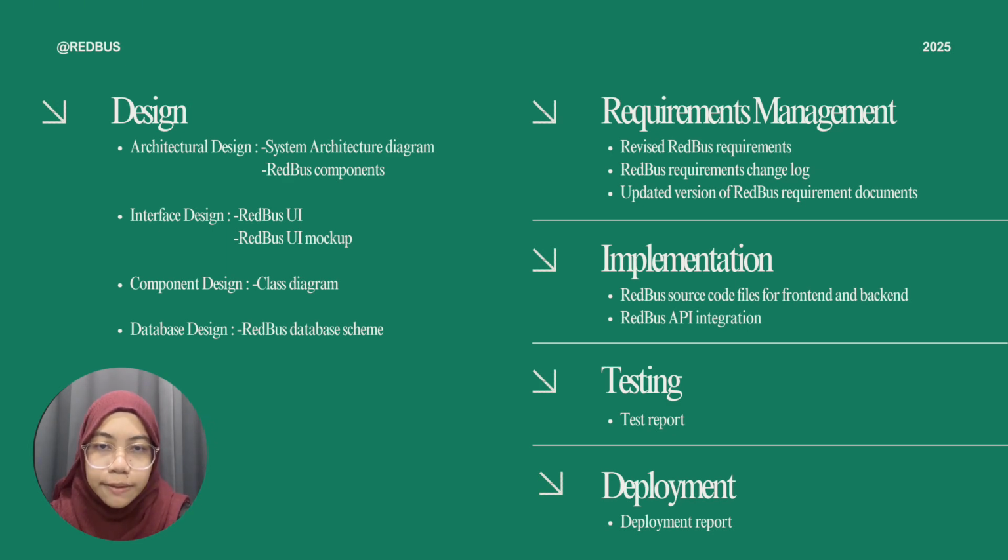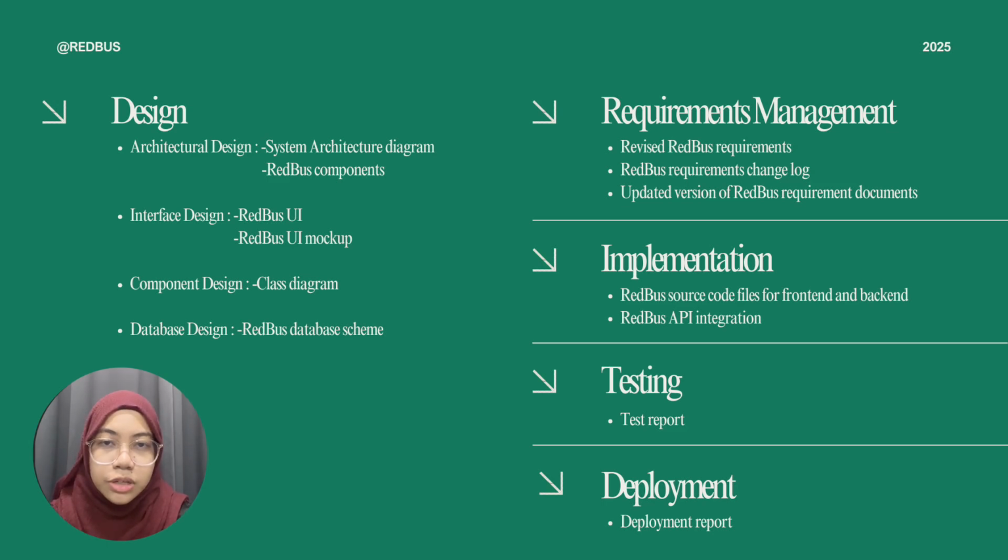And next, we have design. First, we have architectural design, which is the system architecture diagram and Redbus components. Second, we have interface design, which is the Redbus UI and Redbus UI mockup. And third, we have component design, which is the class diagram. And the last one is database design, which is the Redbus database schema.